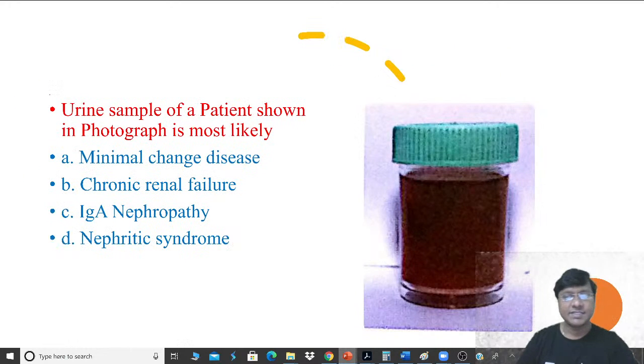Now we will take up the next image based question in nephrology. Urine sample of a patient shown in the photograph is most likely: minimal change disease, chronic renal failure, IgA nephropathy, or nephritic syndrome. So let me see who will be the first person to answer this question.